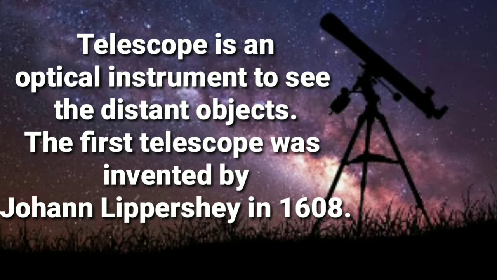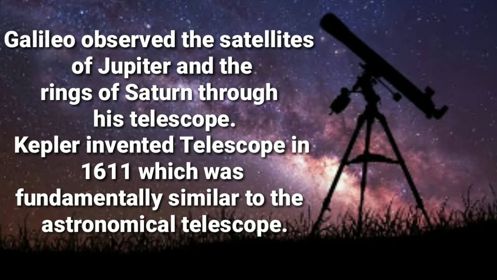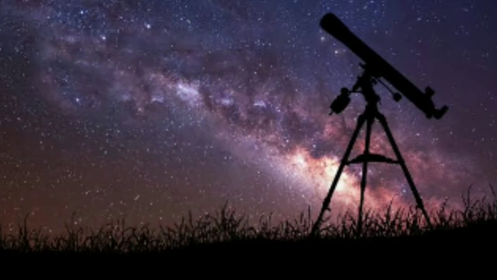The first telescope was invented by Johann Lippershey in 1608. Galileo observed the satellites of Jupiter and the rings of Saturn through his telescope. Kepler invented a telescope in 1611, which was fundamentally similar to the astronomical telescope.